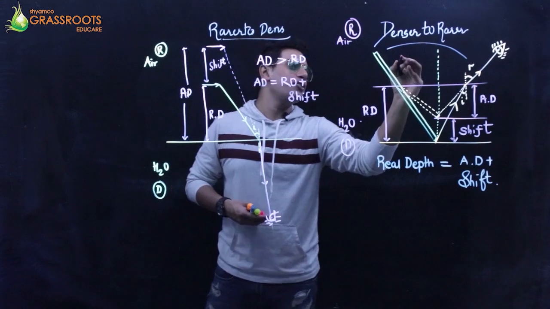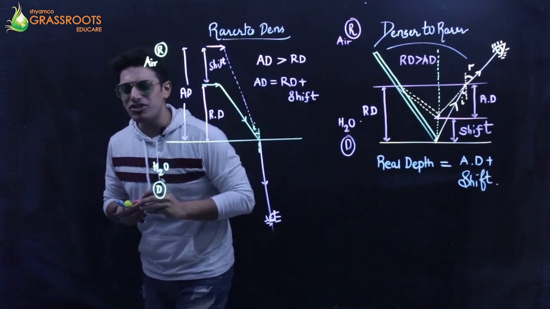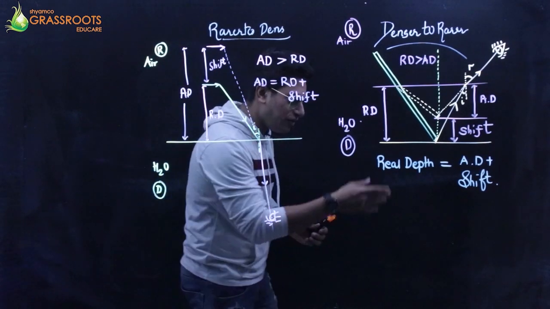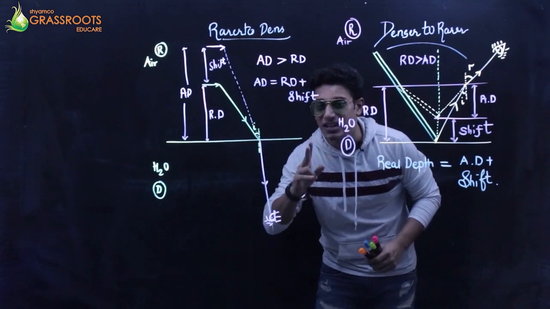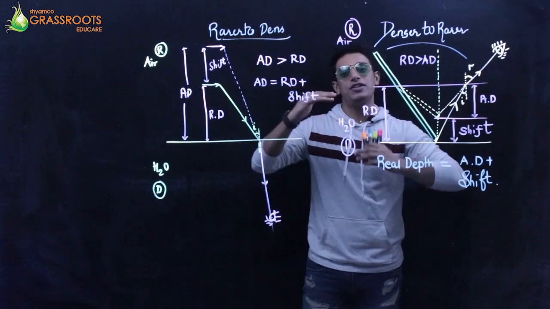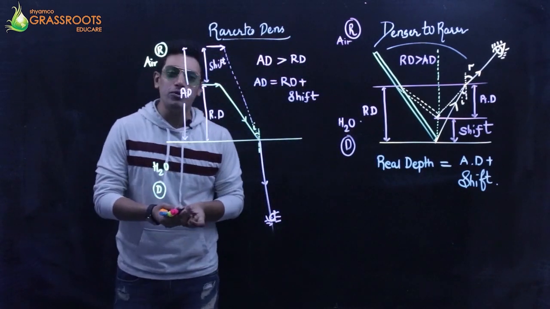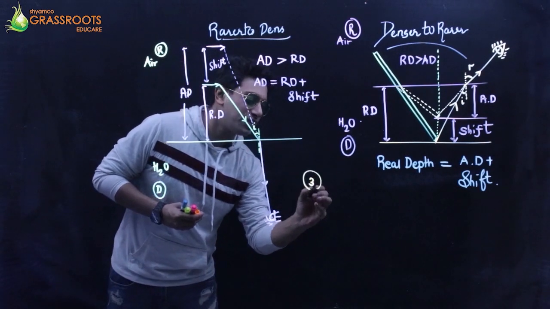And out here, real depth is greater than the apparent depth. So there is only one change. In both of them, rarer to denser or denser to rarer, the real depth and the apparent depth differ. But the shift is always in which direction? The upward direction. So if I now talk about my next answer in connection with this, what are the factors affecting shift?